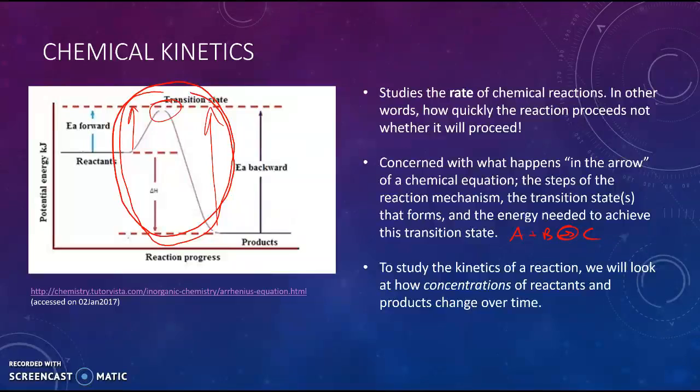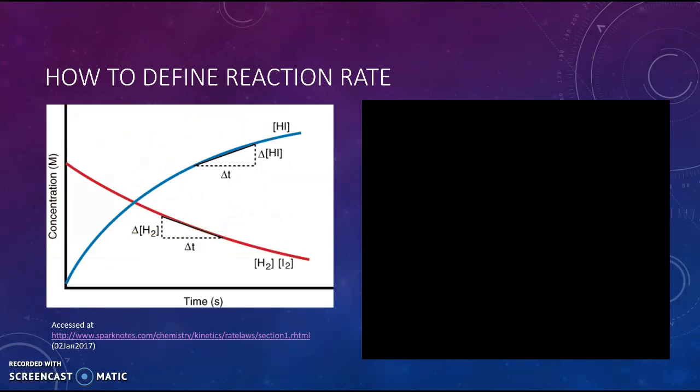Looking at these graphs of concentration versus time, we can use those graphs to study the kinetics of a chemical reaction. So a lot of what we're going to do in this chapter is look at graphs of concentration versus time. These are kind of what these graphs look like. Now, this is not experimental data. This is some mock data.